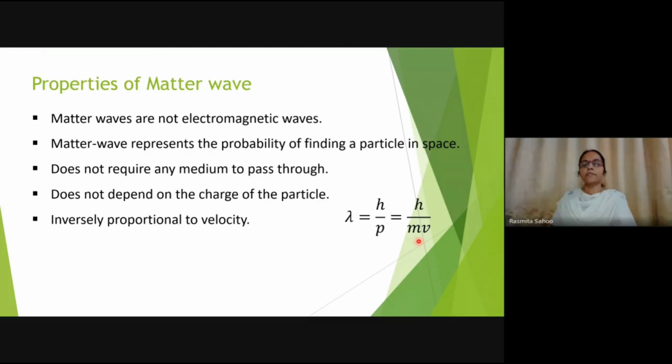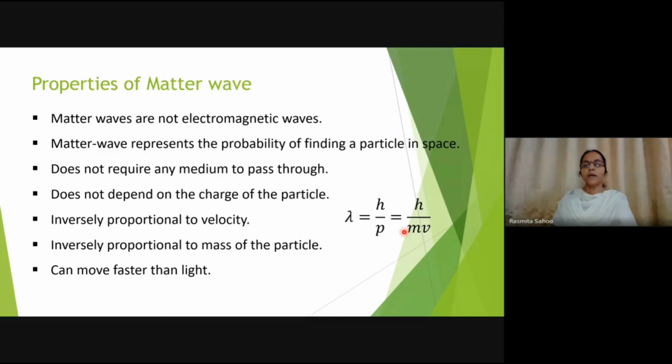It is inversely proportional to velocity. Lambda is equal to h by mv. So it is inversely proportional to velocity. And also it is inversely proportional to the mass of the particle, that is m. And this matter wave can move faster than light. So these are some of the properties of matter waves or de Broglie waves.